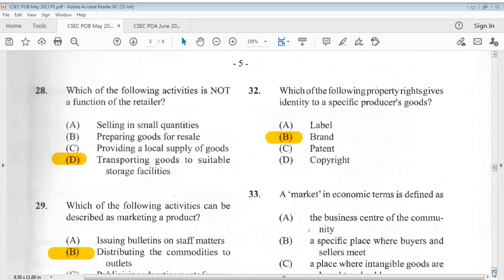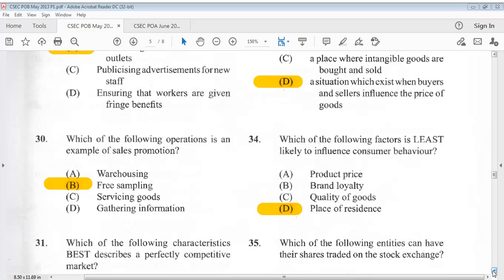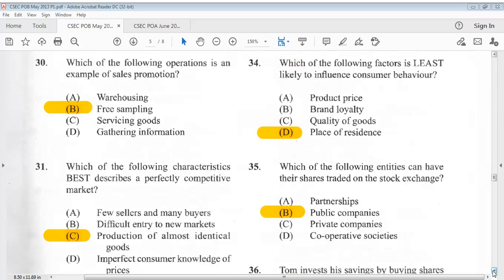33 says, a market in economic terms is defined as, the answer is D, a situation which exists when buyers and sellers influence the price of goods. 34 says, which of the following factors is least likely to influence consumer behavior? So all of the 4 that are mentioned are a possibility, but we're looking for the one that is least of it. So A, product price, B, brand loyalty, C, quality of goods, or D, place of residence. So the answer would be D, place of residence.